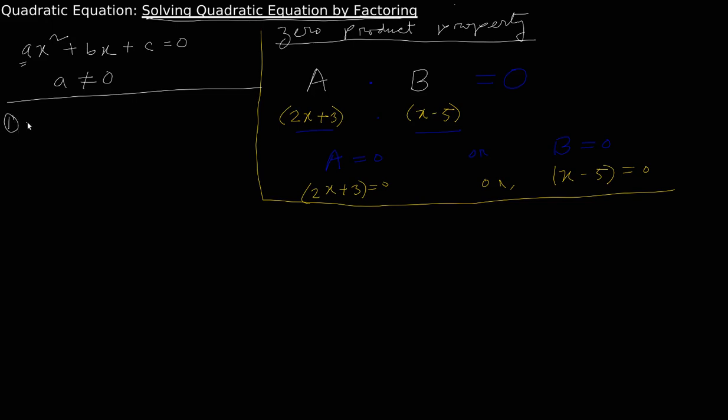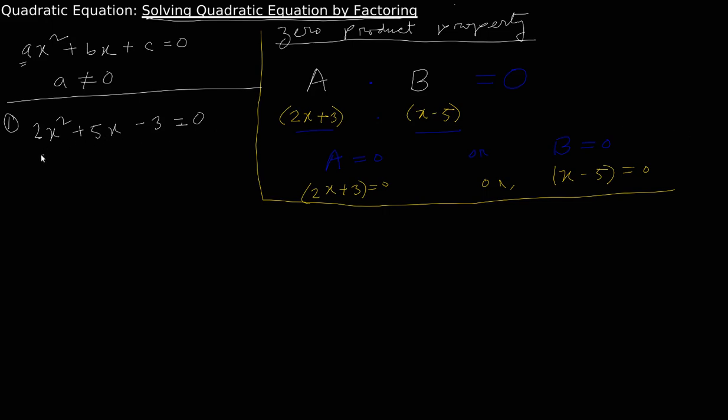Let's say I have 2x square plus 5x minus 3 equal to 0. So this is a given quadratic equation, and as you can see, this is ax square plus bx minus c equal to 0. Now we are going to solve it by factoring. How are we going to do factoring? Let us see the different steps.